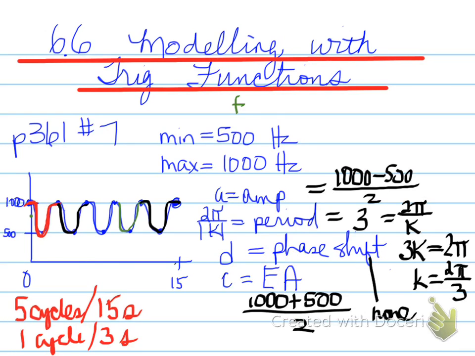So our equation of this function will be f of x equals 250, which is your amplitude, cosine of the k value, which is 2 pi over 3, times x, plus the equation of the axis, which will be 750. So that is your equation of this particular function to deal with a siren.